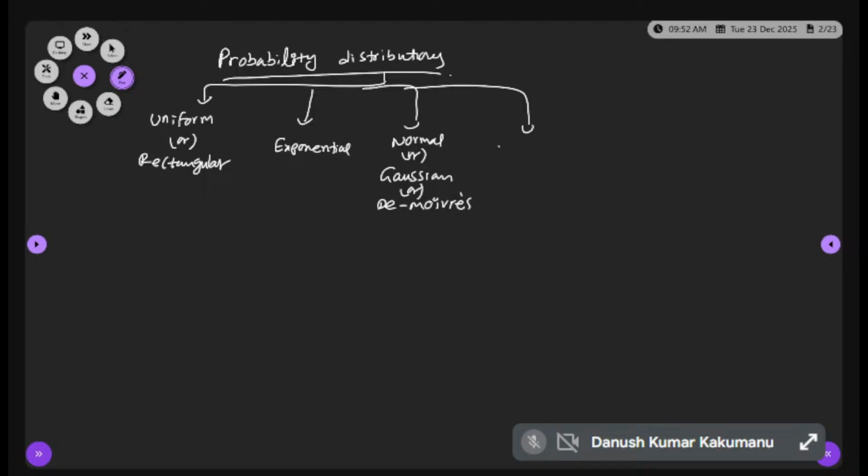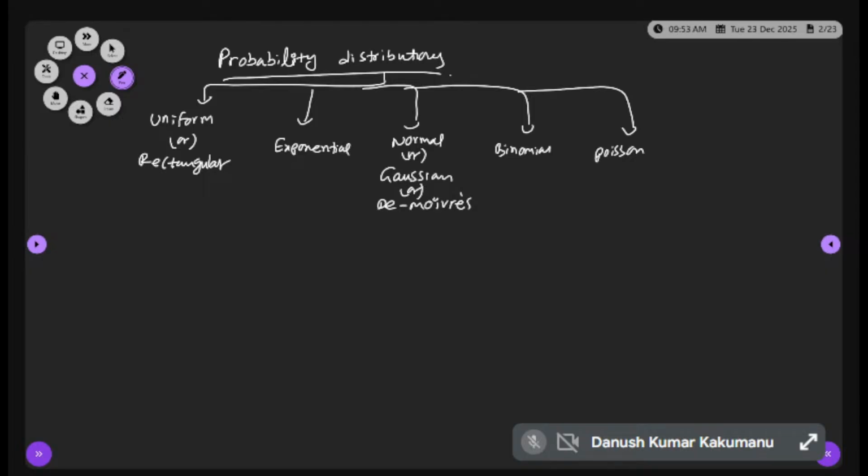Coming to the next, binomial. Poisson. Poisson distribution. Poisson spelling: double S, single S, what it becomes, you know. Spelling mistakes, comma, full stop are also very important.